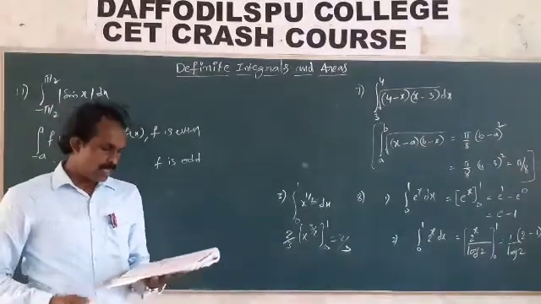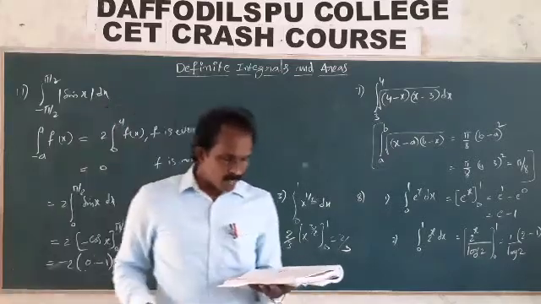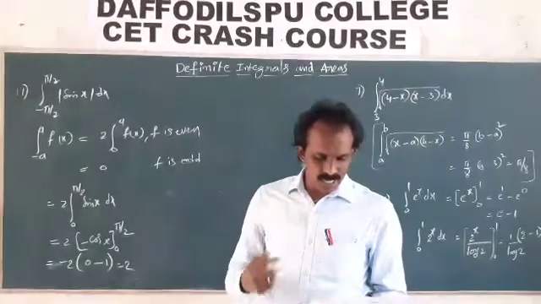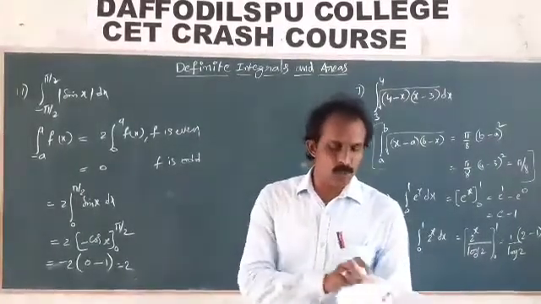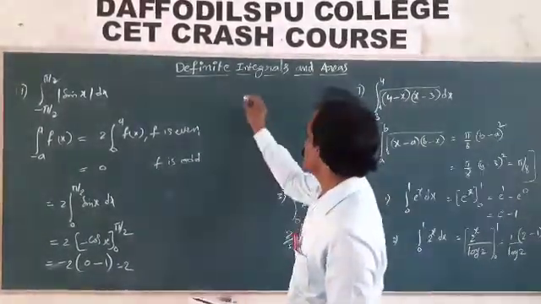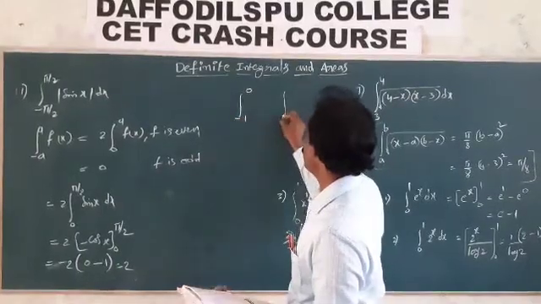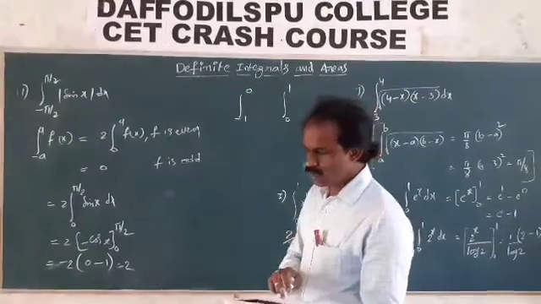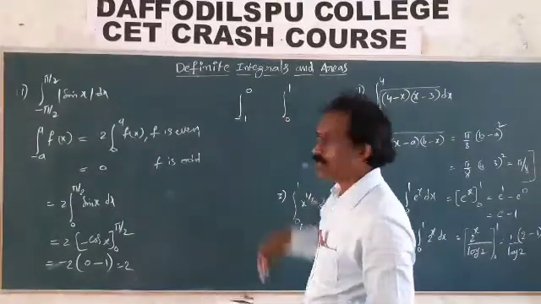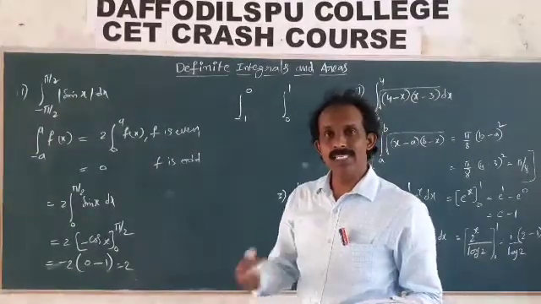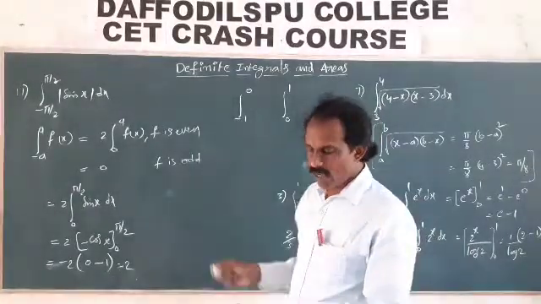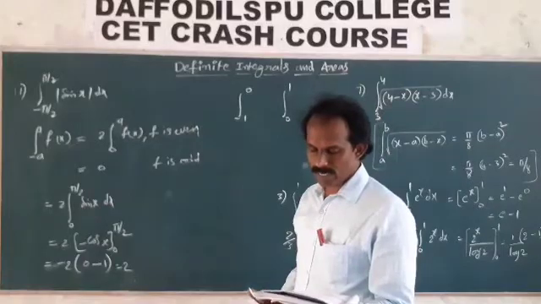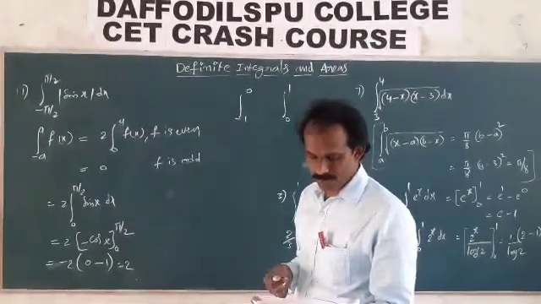This problem also, with the upper limit minus 1 to 1, you can split the function into minus 1 to 0 and 0 to 1. For minus 1 to 0, below 0 the modulus value is negative, and above 0 that value is positive. So using that method, you can apply it to the problem.